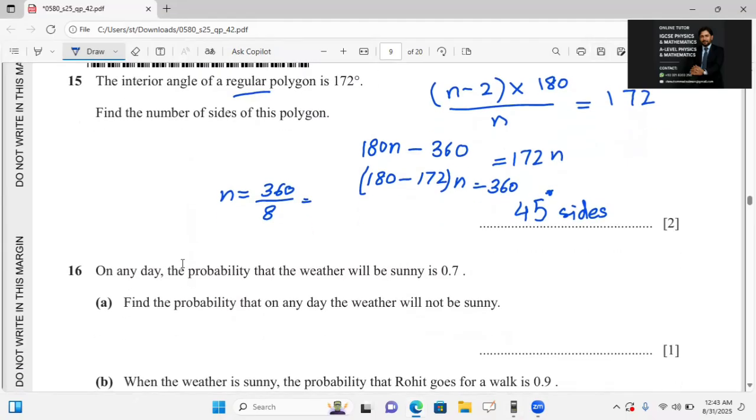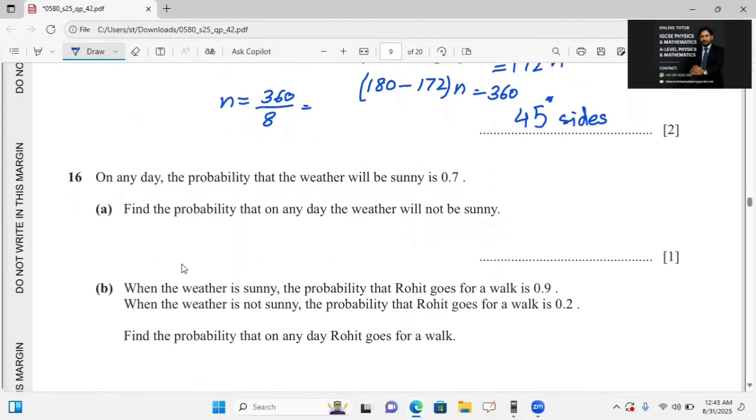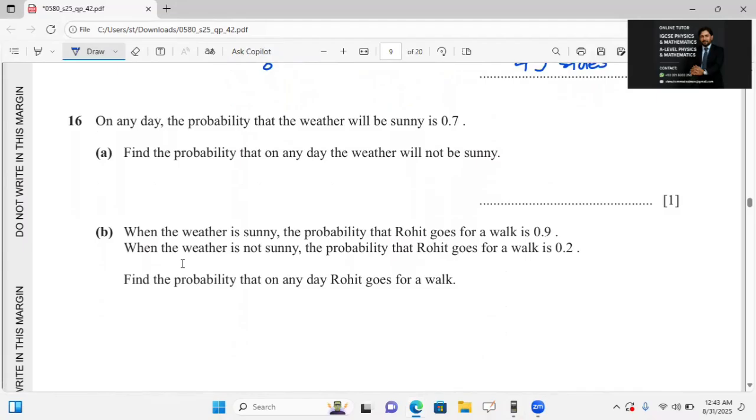On any day, the probability that the weather will be sunny is 0.7. Find the probability that on any day, the weather will not be sunny. So that will be total probability, as we know that the total probability is 1. So 1 minus 0.7, we will get 0.3. This is the probability that the weather on any day will not be sunny.